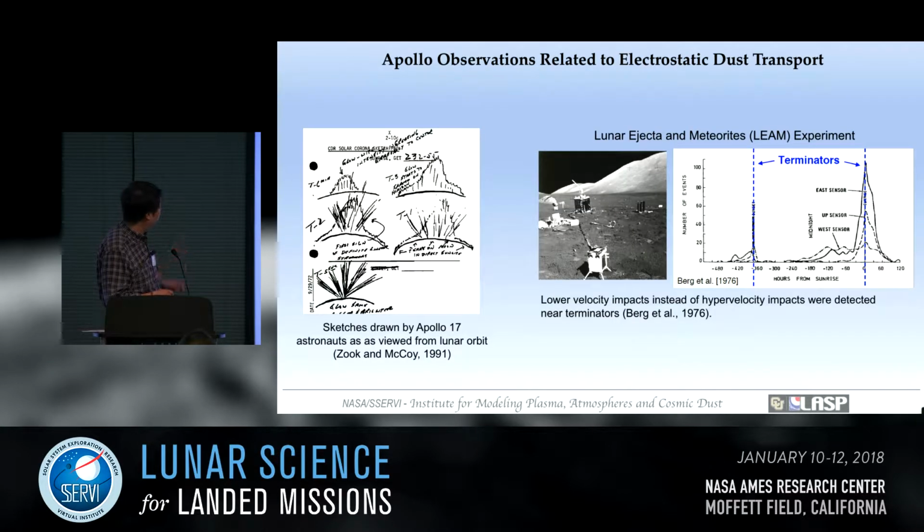There are two other observations from the Apollo missions. On the left is the sketch drawn by Apollo 17 astronauts. Maybe Jack Smith can tell more about this. You see this pattern like streamers reaching high altitudes. And also there is the Lunar Ejecta and Meteorites experiment. The LEAM was designed to measure hypervelocity impacts, but instead it measured many low velocity impacts, mostly occurring at sunrise and sunset.